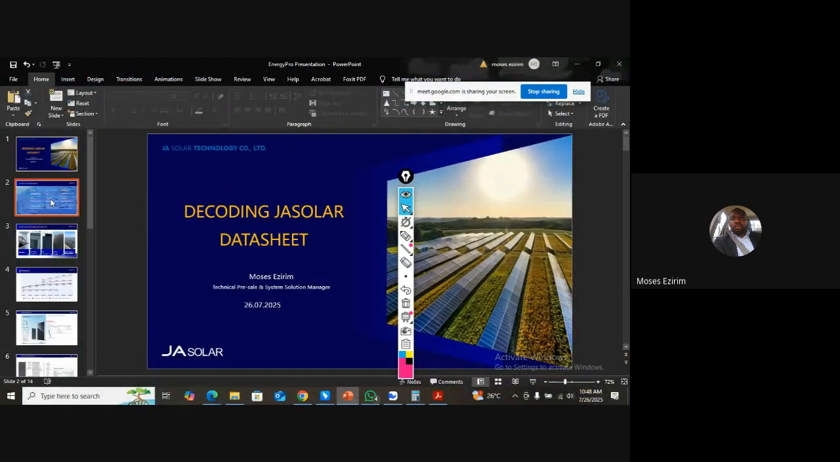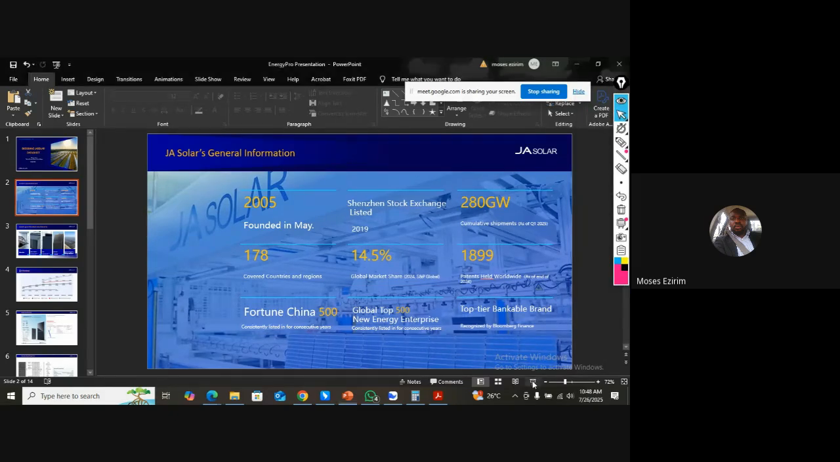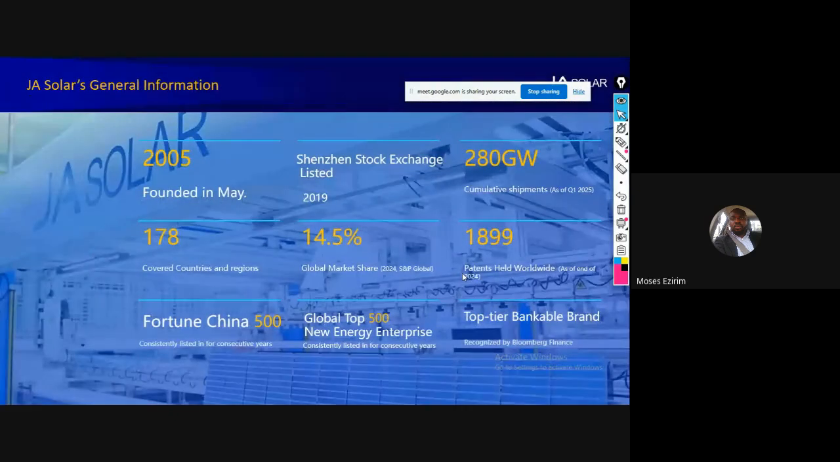Sorry, I had to bring this out because I might want to be explaining. So this is basically what JA Solar stands for. We were founded in May 2005. We were listed on the stock exchange in 2019. Cumulatively, we've shipped 280 gigawatts as of the first quarter of 2025. We cover 178 countries and regions. Our global market share is 14.5%, and we hold over 1,899 patents. Let me not bore you with this.